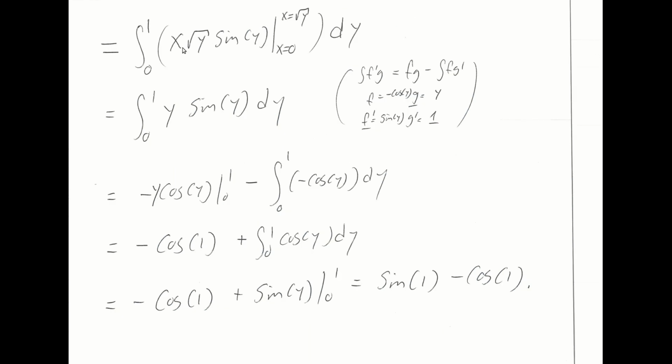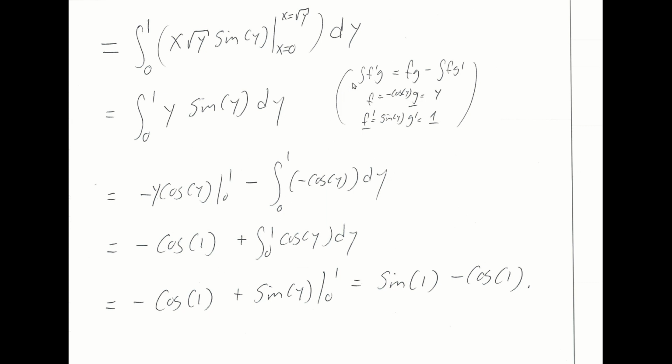In fact, we just introduce an extra factor of x, and we're evaluating from x equal to 0 up to x equal to the square root of y. Plugging those values in and simplifying, we end up with a single variable integral that looks like y sine of y. This should be familiar to you because this is one of my canonical examples of integration by parts type integrals. This is a classic example of an integral where integration by parts will allow us to solve the problem.